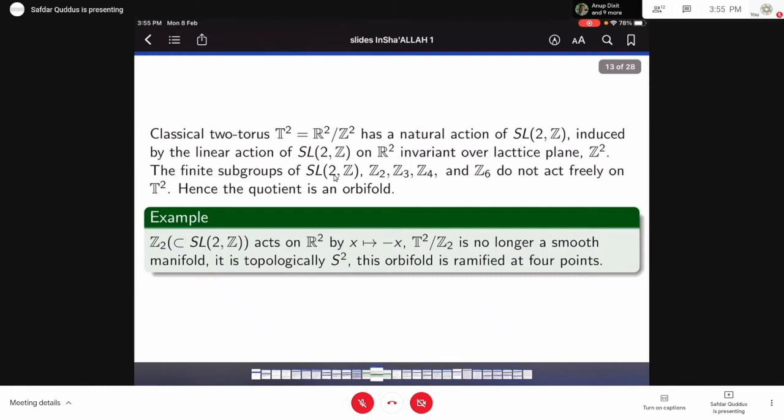Are projective spaces orbifolds? Projective spaces are not orbifolds. No? Okay.